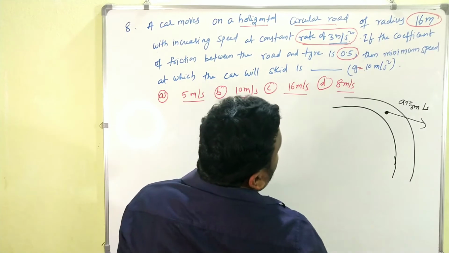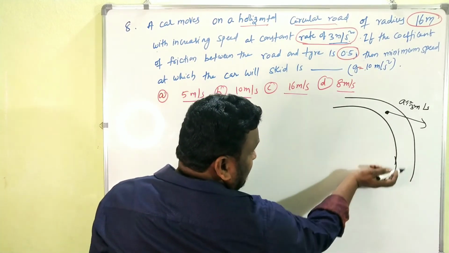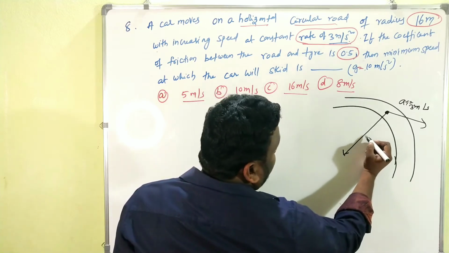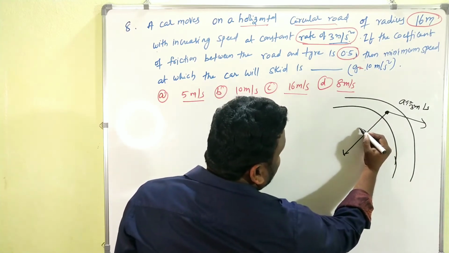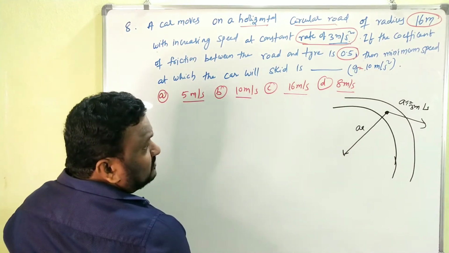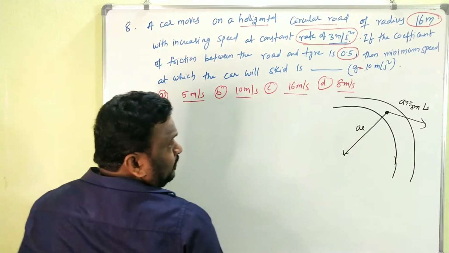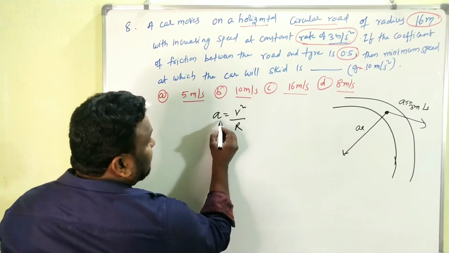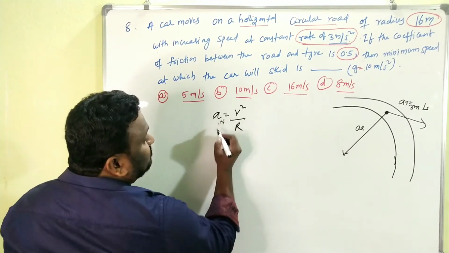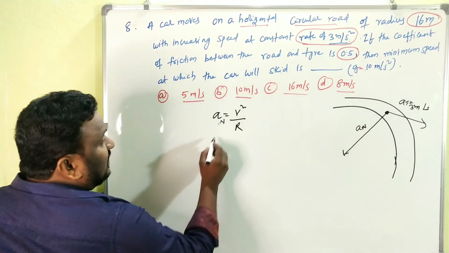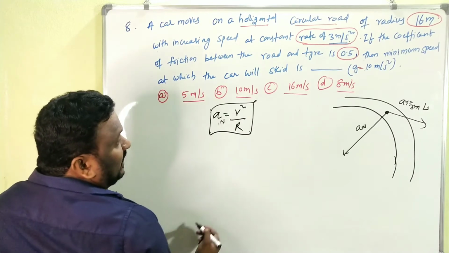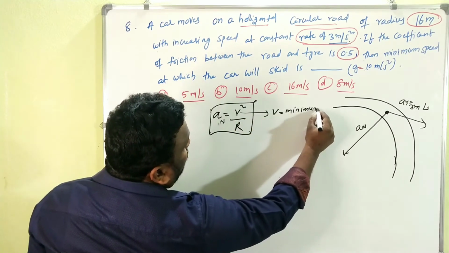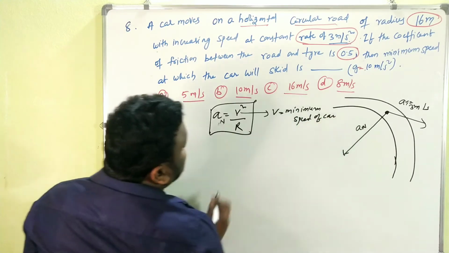After that, here mu is given as 0.5. When the car is along the circular path, there is some acceleration acting towards its center. That is the radial acceleration or centripetal acceleration. I am going to call this AR, radial acceleration, or AN. Here we have one formula, A is equal to V square by R. So, without confusion, I am going to call this AN. AN is equal to V square by R. That is the formula here. Already R is equal to 16 meters. Now we have to find the V, the minimum speed of the car to skid.